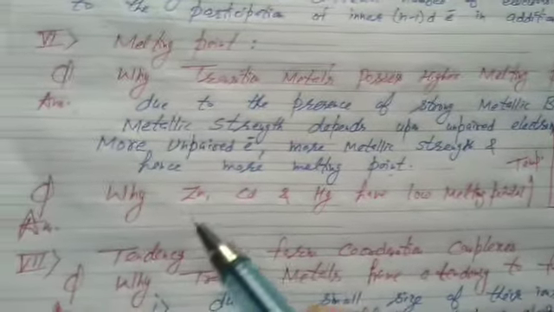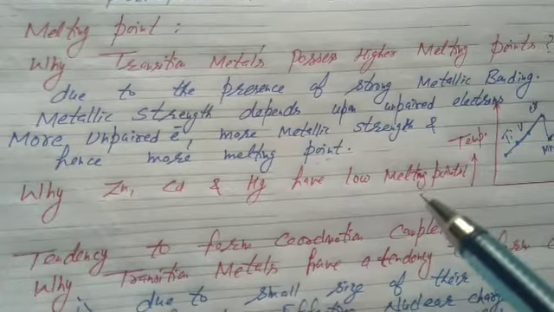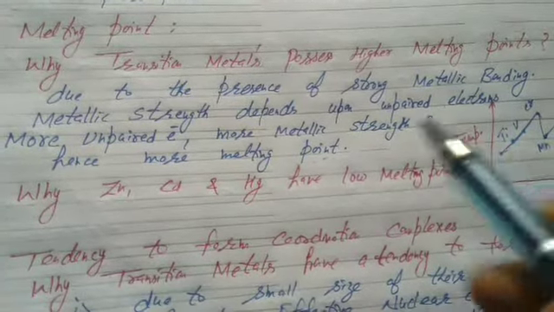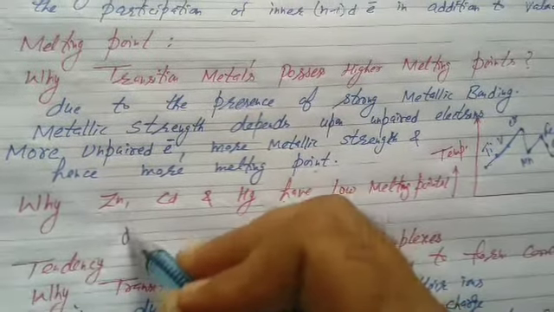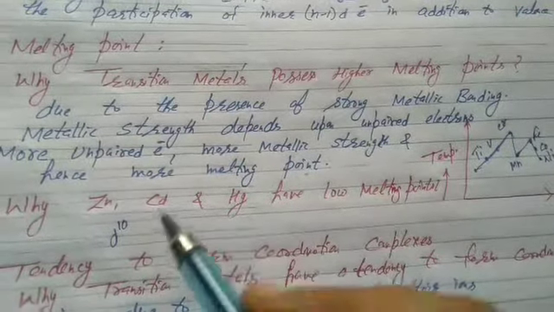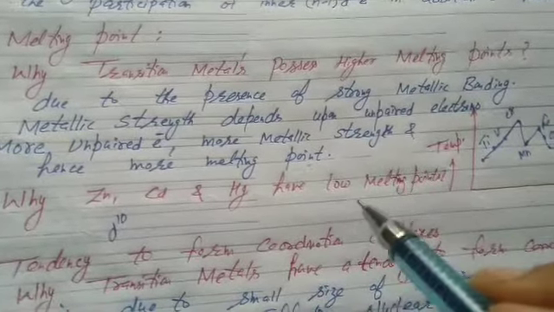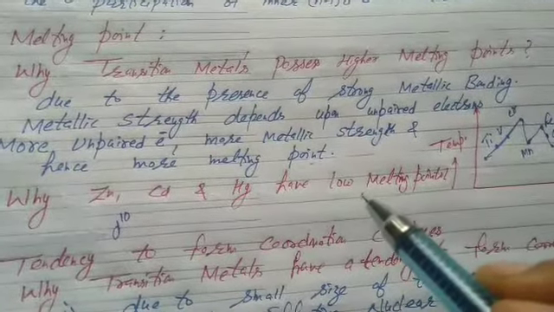Now again important question, why zinc, cadmium and mercury have low melting point? Students, metallic strength depends upon unpaired electron. Zinc always occurs in D10 configuration, cadmium again in D10, mercury again in D10, because they have fully filled d subshell and hence weak metallic strength. Easily you can answer. Because they have fully filled d subshell, so weak metallic strength.